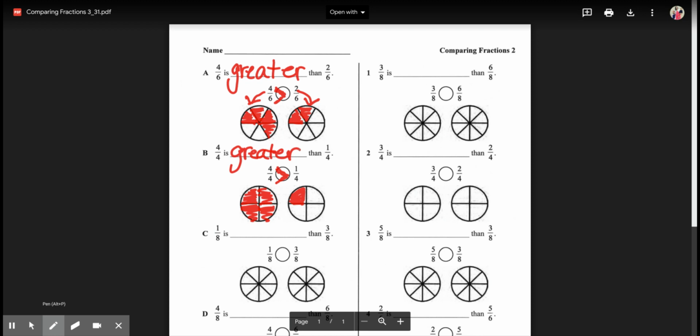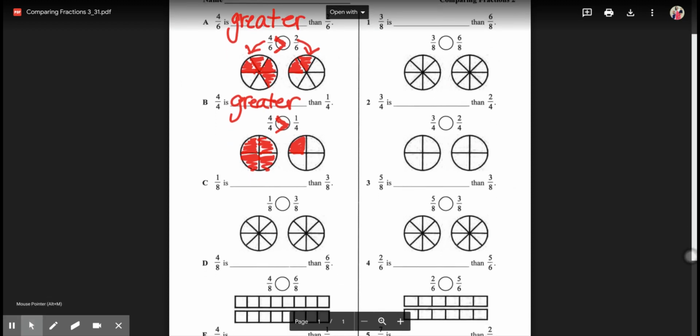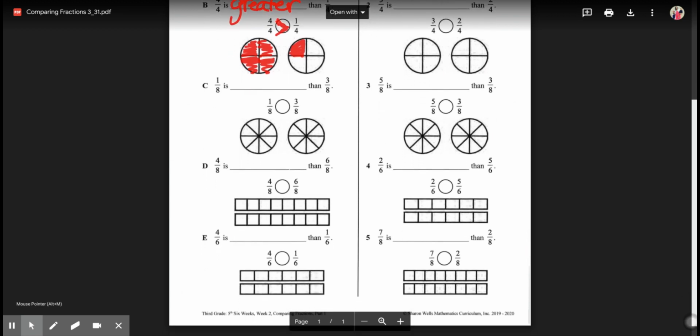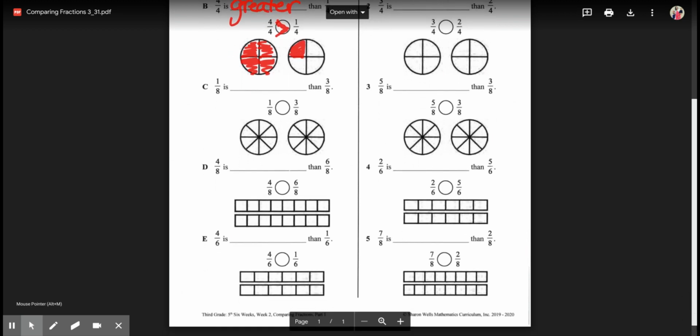All right. So now we need to look at C. C is 1/8 and 3/8. So again, they have the same number of parts. So these congruent wholes were split into the same number of parts. We have 1/8 and 3/8. So on the first one, we're going to shade 1/8. And the second one, we're going to shade 3/8.